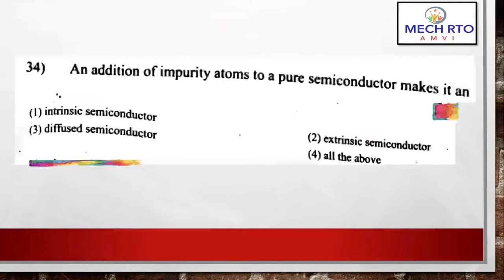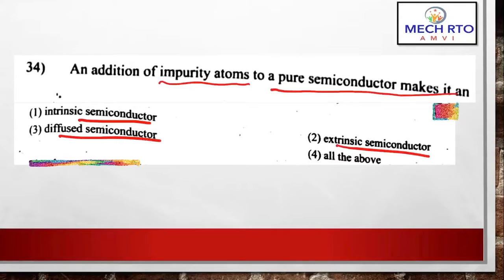Now moving on to the next question. An addition of impurity atoms to a pure semiconductor makes it: the options are intrinsic semiconductor, extrinsic semiconductor, diffuse semiconductor, all of the above. If you add impurity to a pure semiconductor, it will be an extrinsic semiconductor. The correct answer would be 2. If you know the classification or nomenclature of semiconductors, they are classified basically into two types, that is intrinsic and extrinsic semiconductors. Intrinsic semiconductors are basically pure semiconductors, so there is no impurity added, but in extrinsic semiconductors there is an impurity added to the semiconductor.